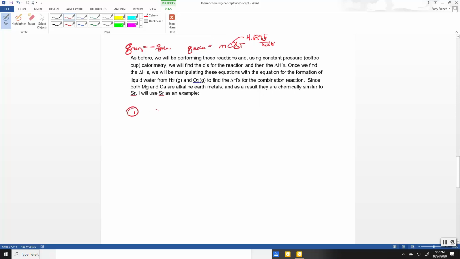Okay, reaction number 1. Strontium plus 2 hydrochloric acids, aqueous, yields strontium chloride. This again is a displacement reaction, plus hydrogen gas. And that will be our delta H1 that we will measure. The second reaction, we take the strontium oxide. Again, you will be using magnesium and magnesium oxide or calcium and calcium oxide. I'm just giving you an example using strontium.